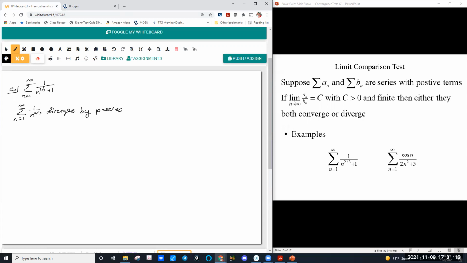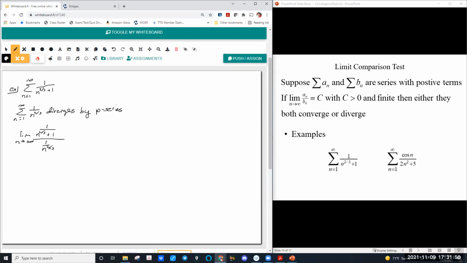Now, the first thing I want to point out about the limit comparison test: notice it's just a sub n and b sub n without the sigmas, and it doesn't matter which one you put on top. So I have the limit as n goes to infinity, and I'm just going to use the general term, 1 over n to the 2/3 plus 1, over 1 over n to the 2/3. Our goal now is to calculate this limit.